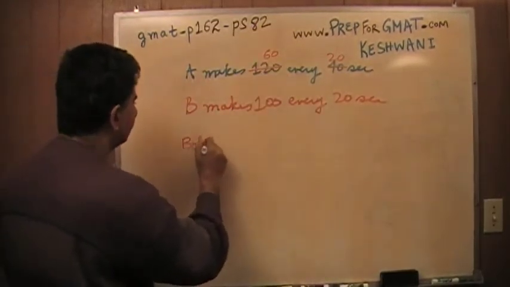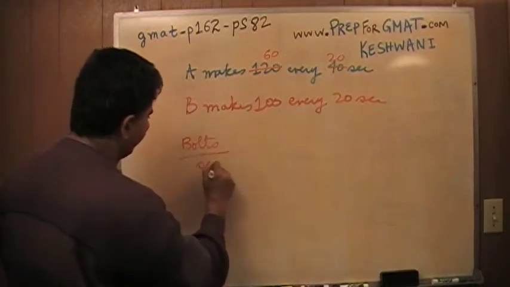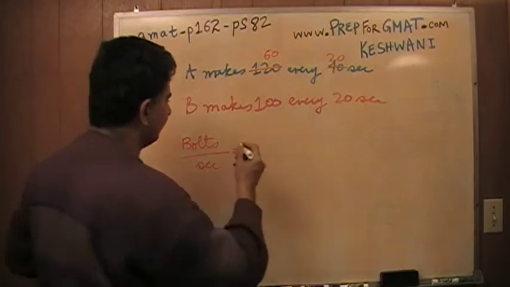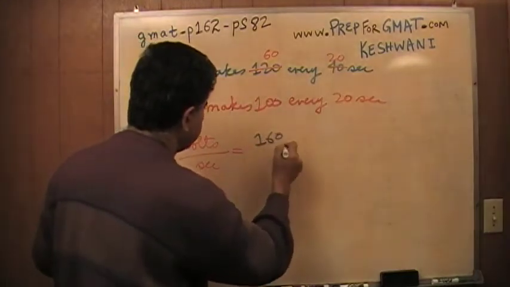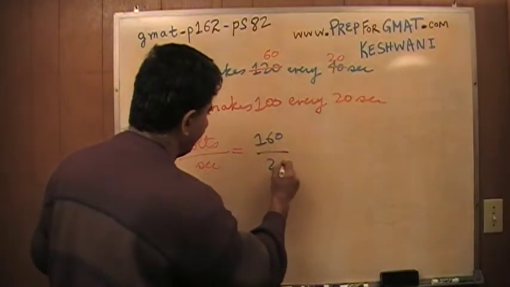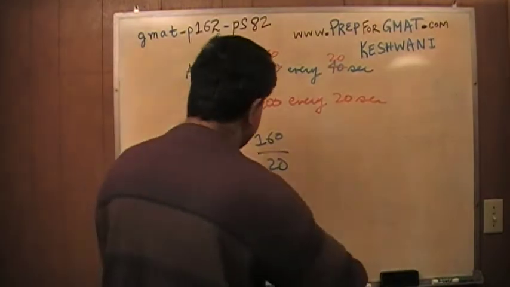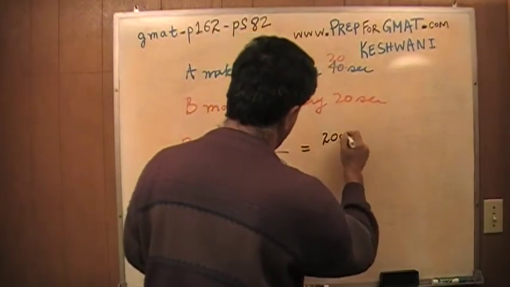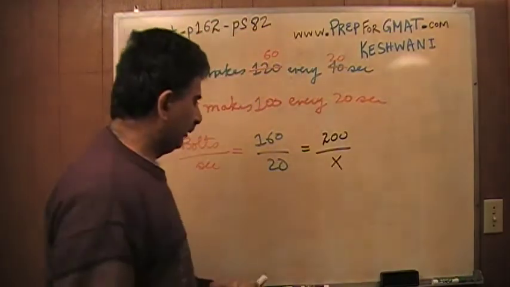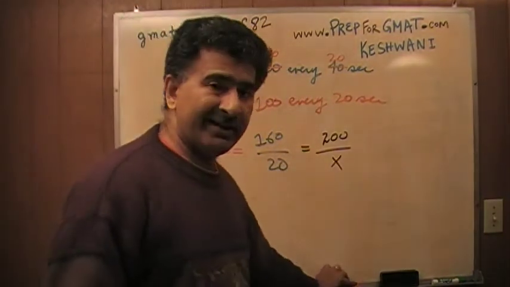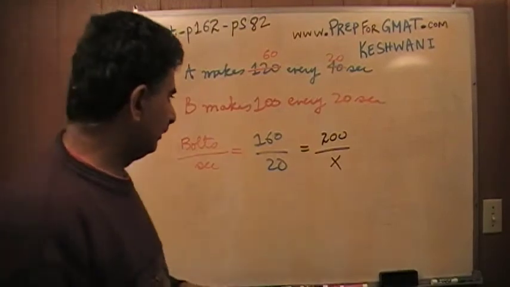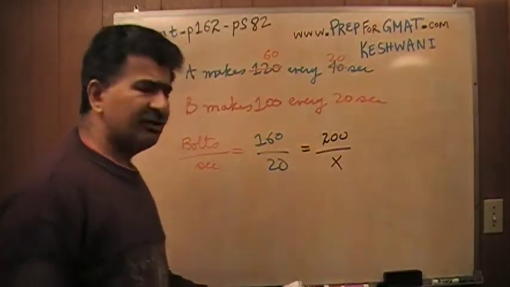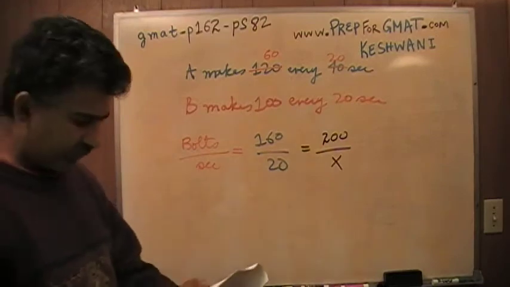So here are my bolts. Here are the seconds. And we have 160 bolts every 20 seconds. And we want to make 200 bolts. Well, if we are taking 20 seconds to make 160 bolts, 200 bolts should take just a little over 20 seconds. Let's see what the answer choices are.